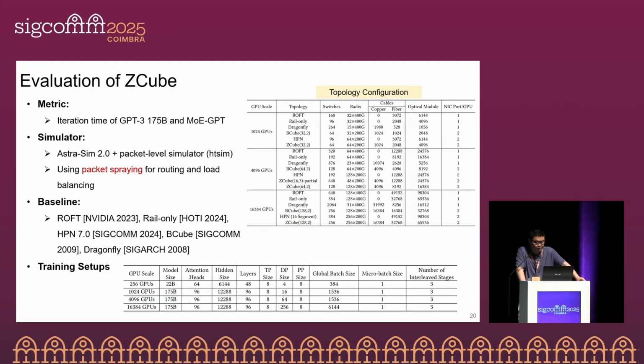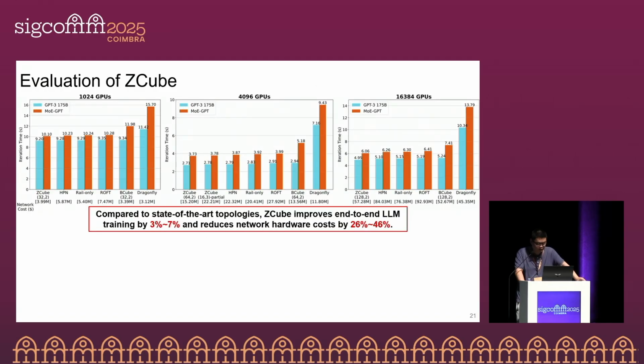Next, we evaluate ZCube using the iteration time of two models as metric. The evaluation is conducted with a packet-level simulator where we apply packet spraying for load balancing. The baseline topologies and training setup are shown in these tables. The results show that compared to the state-of-the-art topologies, ZCube improves end-to-end model training by 3 to 7%, while reducing network hardware cost by 26 to 46%.